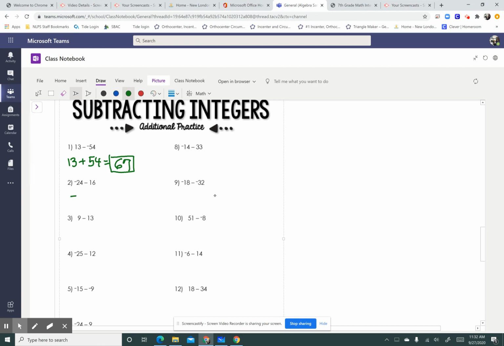We have negative 24. Change the subtraction to addition. Change the positive 16 to a negative 16. Negative 24 plus negative 16 equals negative 40.